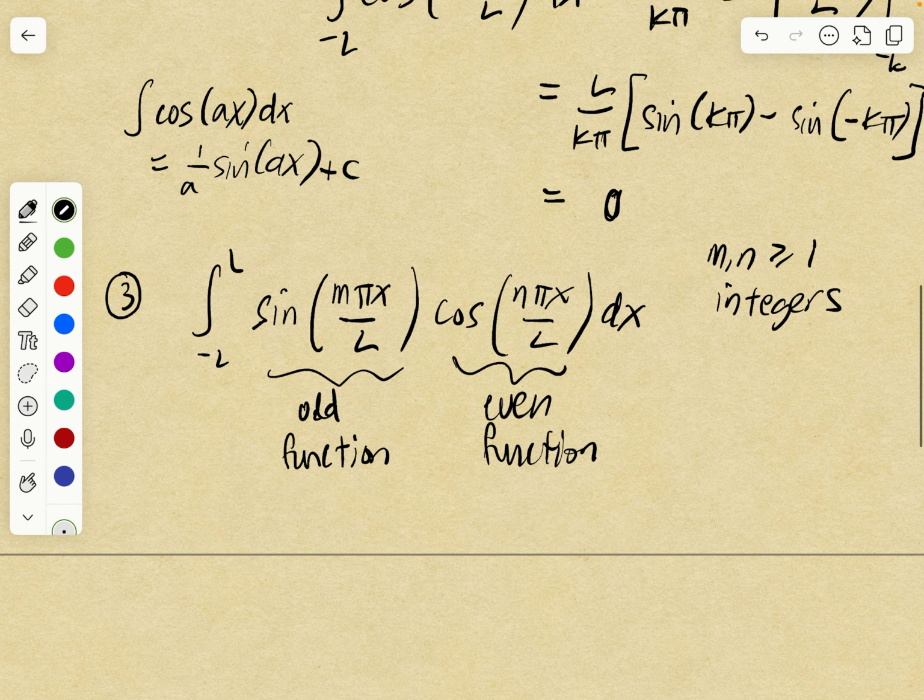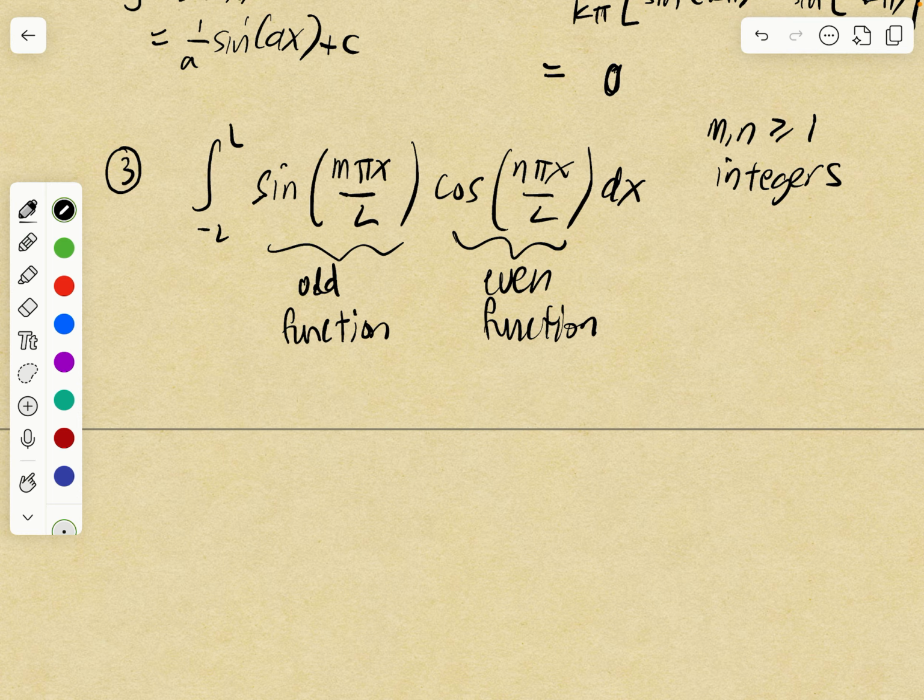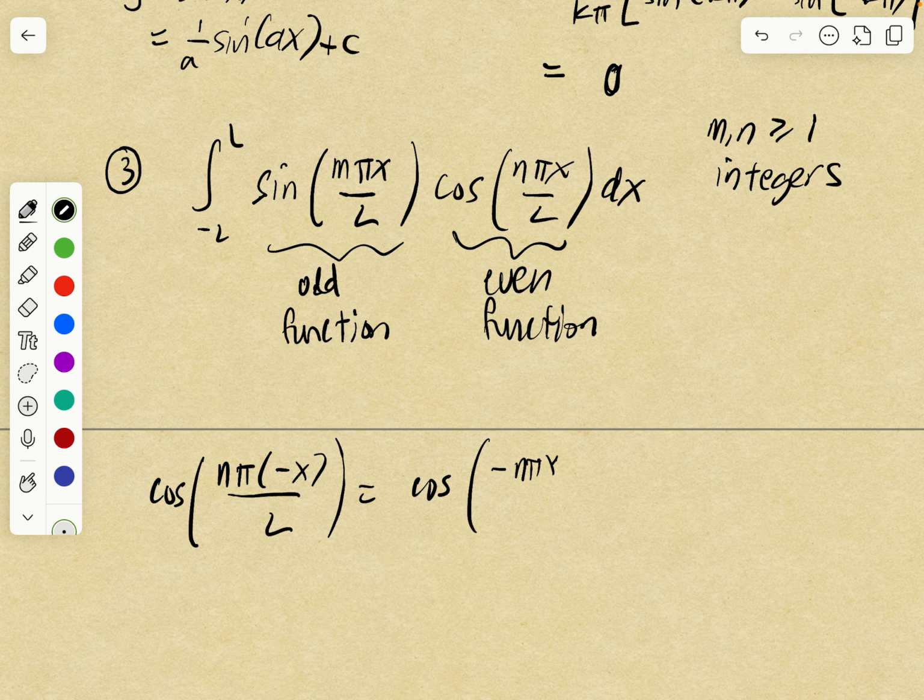Okay, I'm just going to write out how to quickly check that this is an even function. So cosine of n pi x over L is an even function because when you replace x by negative x, this is going to be cosine of negative n pi x over L. I just take the minus sign out, but it's still inside the parentheses.